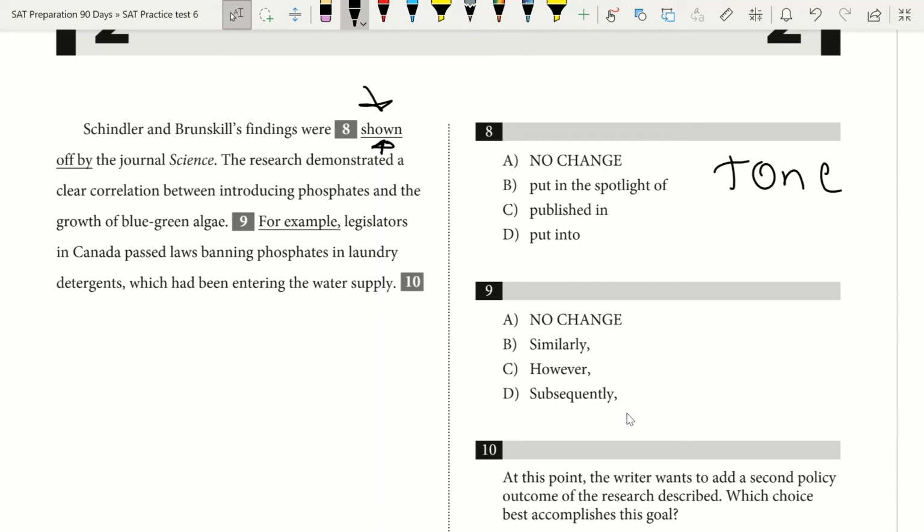It's a tone question, so I want to maintain an academic tone. Saying shown off by is not maintaining an academic tone. Saying put in the spotlight of is also not an academic tone. Also, it's wordy, so that's wrong. Saying published in, that is an academic tone, so that'll be my correct answer for 8. So 8 will be C.